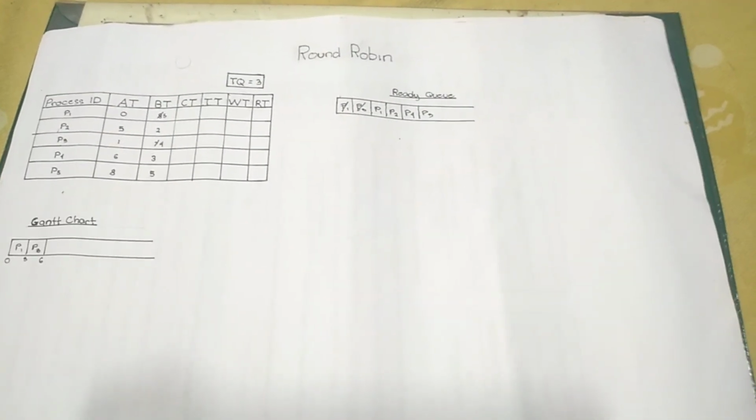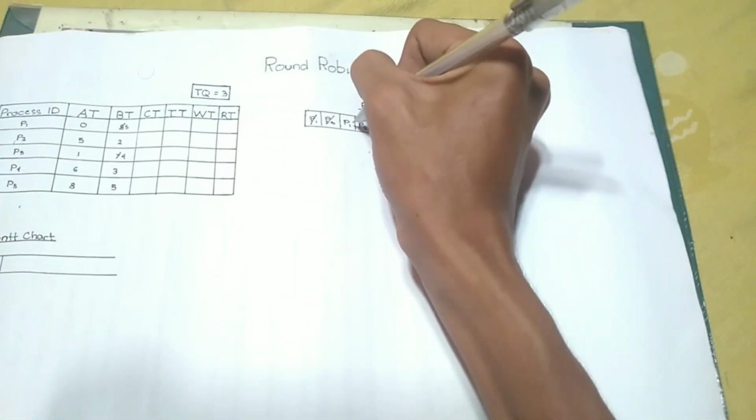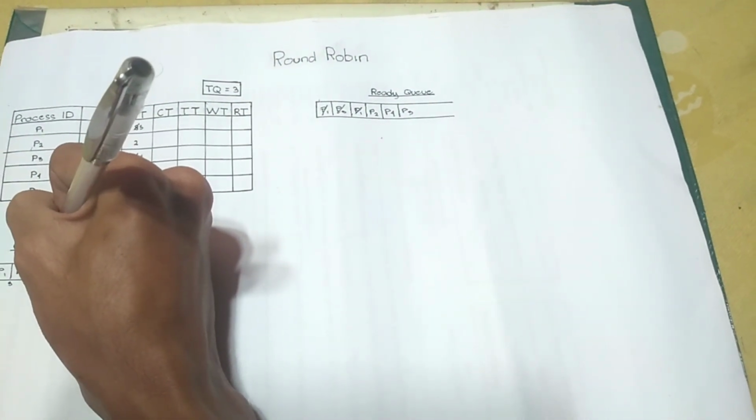So we put P4 first, then P3. P5 comes at 8, so this will not be in the ready queue now. Next, P1 will be removed from the ready queue and P1 will be allocated.